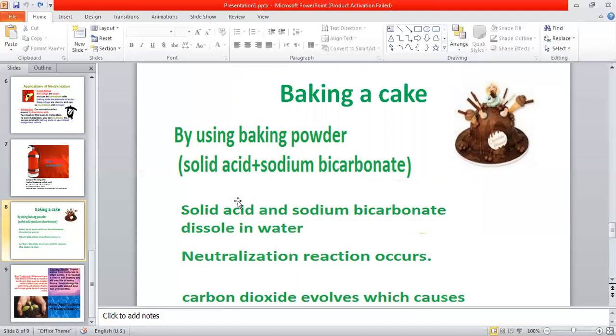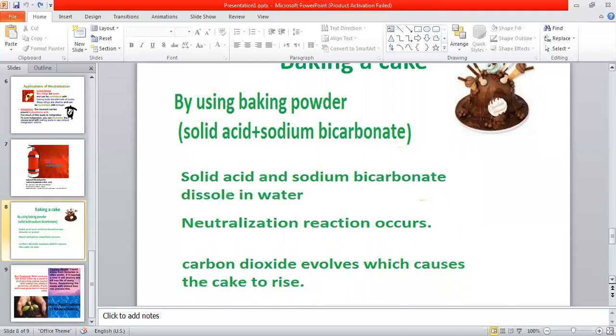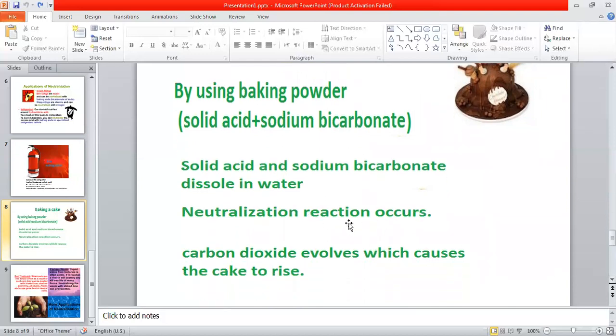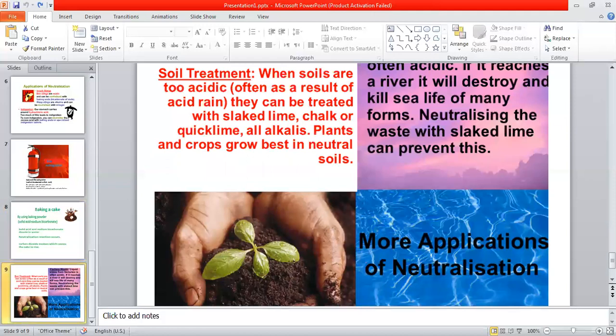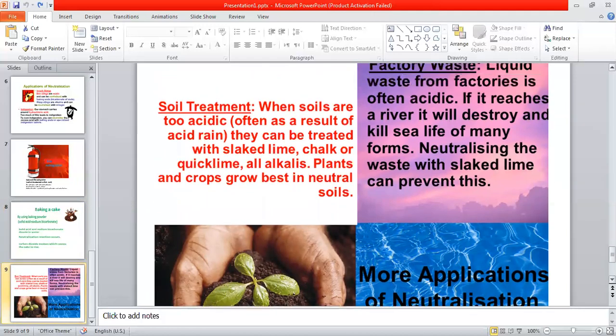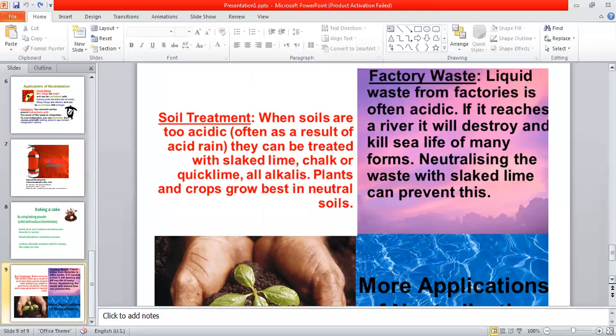When I put the bicarbonate with the flour and the water, it will start to dissolve in the water, and a neutralization reaction occurs, producing carbon dioxide. This carbon dioxide produced will cause the cake to rise up. So now we have spoken about three neutralization reactions that are important in our daily life. We have spoken about insect stings. We have spoken about hyperacidity. We have spoken about the fire extinguisher and baking a cake.